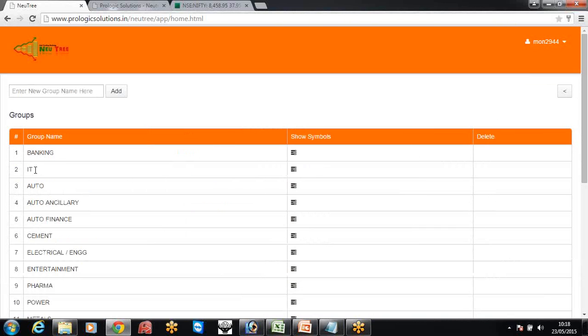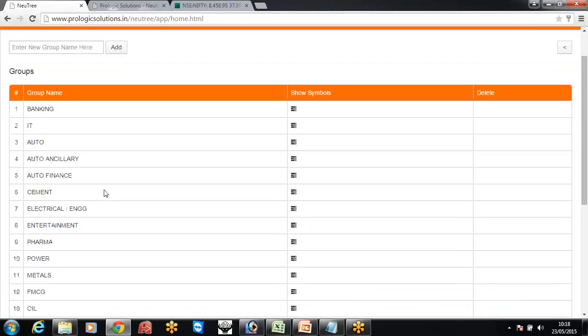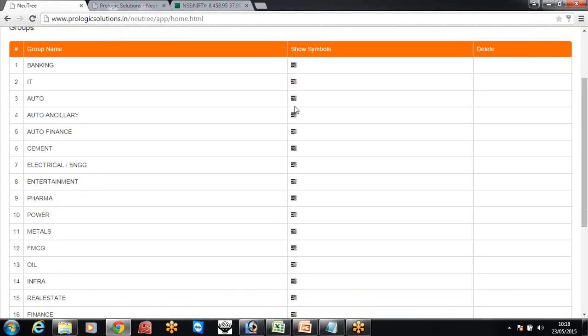We have banking, we have IT, auto. Auto again, pure automobiles is one thing. Auto ancillary is different, and auto finance is different. So we have segregated it into 3. Cement. We can again put auto finance into auto, auto ancillary into auto. Again, we can backtest all those also because they are all correlated again. But for highly correlated scripts, we have just segregated to auto, auto ancillary, and auto finance.